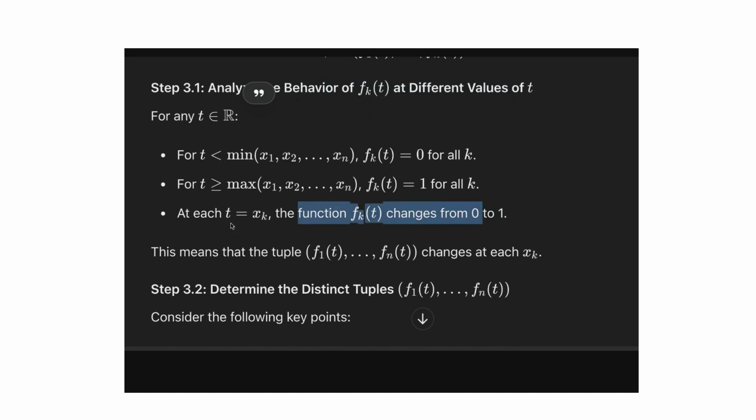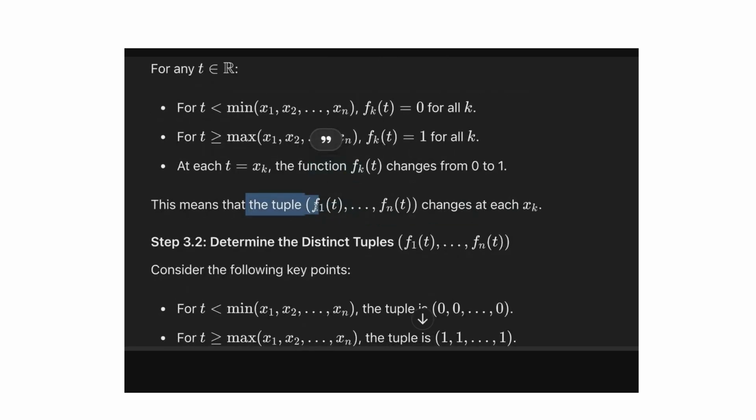Changes. Oh, yeah. So see, at each t, the function f_k(t) changes from 0 to 1. That means this 1 is changing. It's kind of doing that way. This means the function changes at every x_k. That's exactly what we have found out, right?